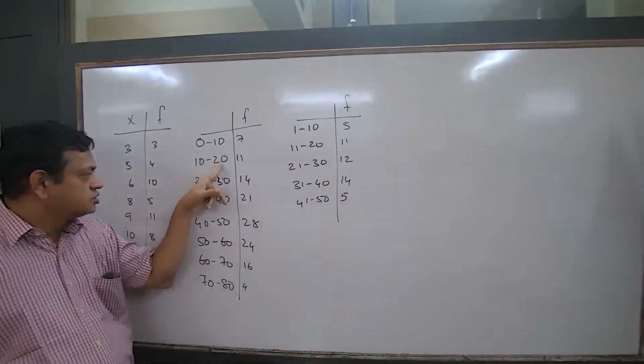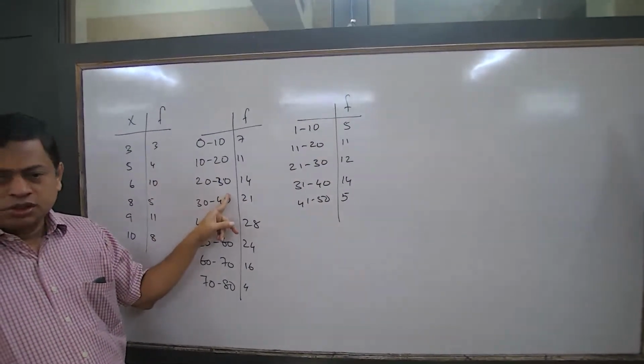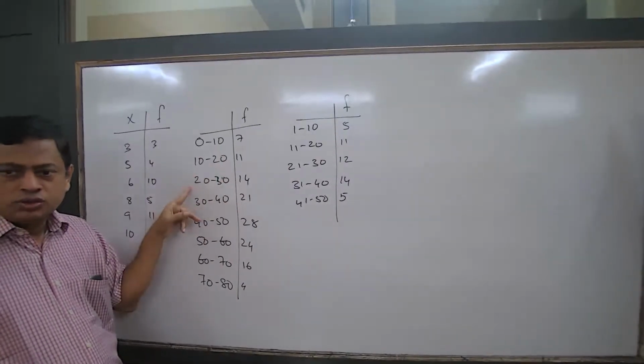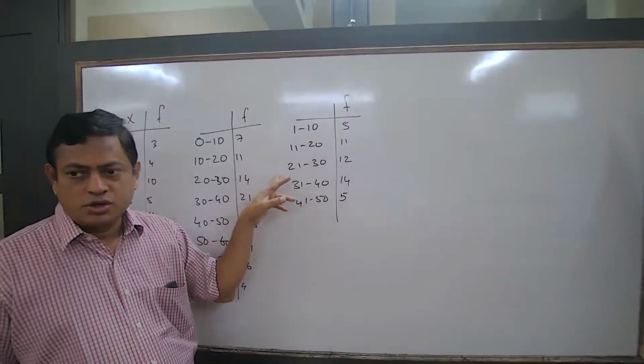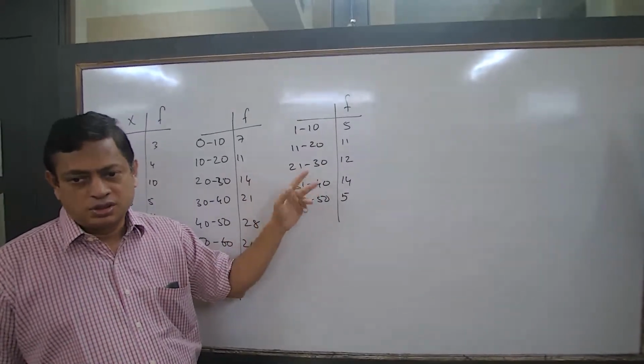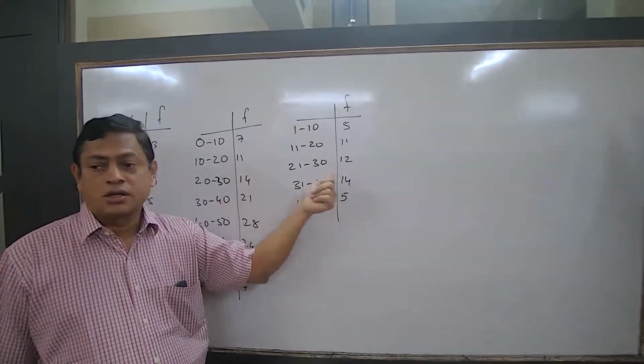See, look over here. This is 10 to 20 and 20 to 30. So where should you put 20? 20 is here, not like that. 11 to 20, that's not starting with 20, then 21 to 30. So in 21 to 30, both are included.